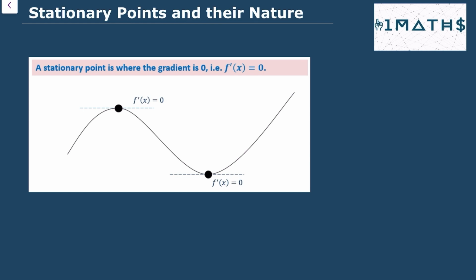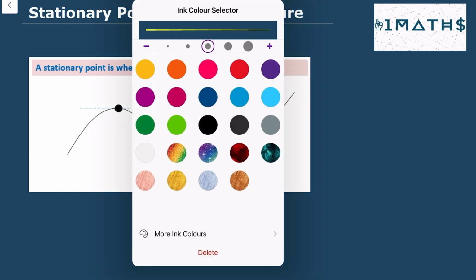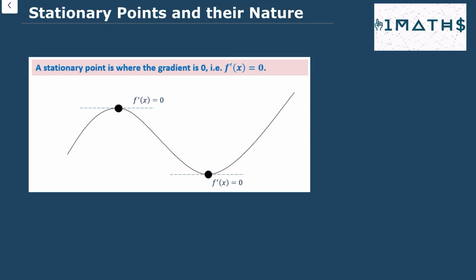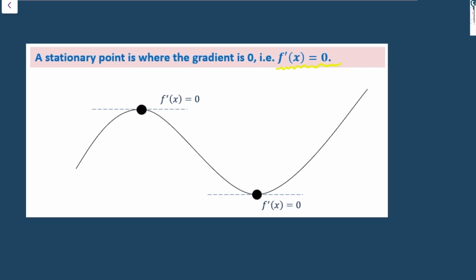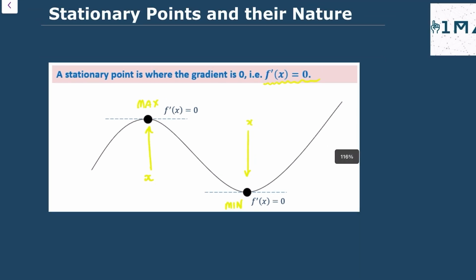So just to recap from before, a stationary point is where the gradient is equal to 0. And in order to find the exact x value at which this turning point or stationary point will happen, we will simply equate the derivative to 0, and we will then solve it in order to find the x value at which the maximum or minimum point will occur. So this is obviously going to be a maximum point, and this is going to be a minimum point.